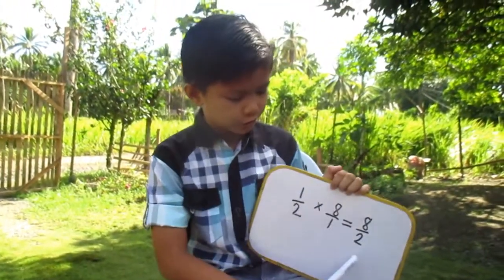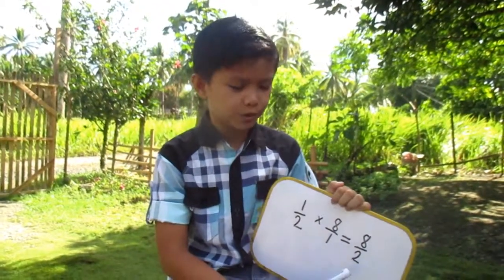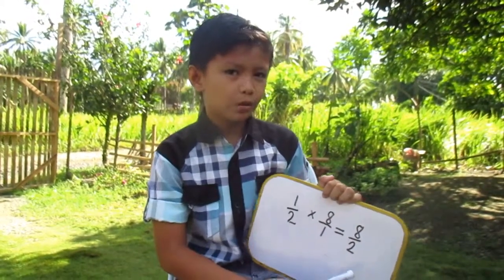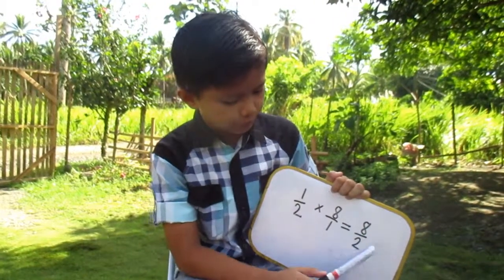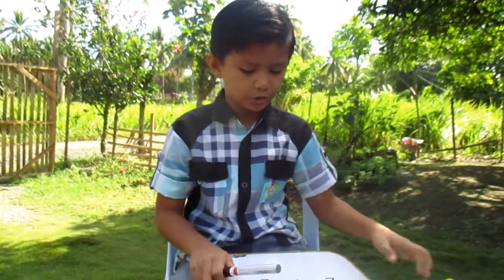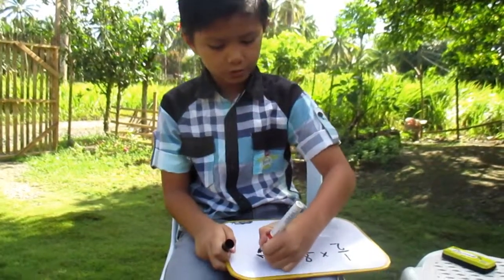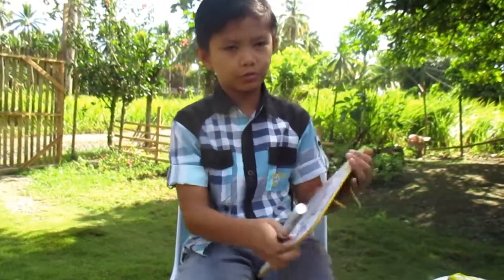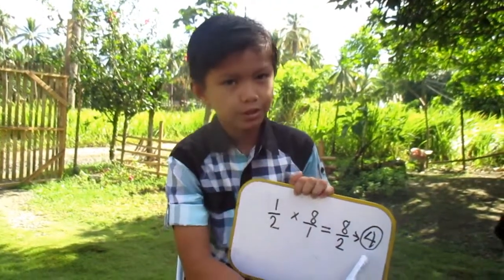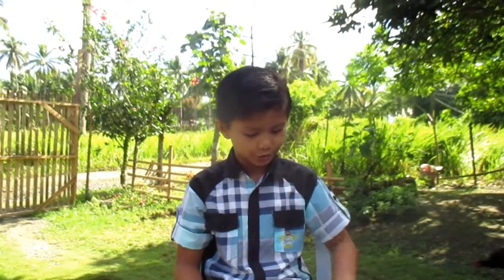This is the answer. But if you want to make it into a whole number, we just need to divide 8 divided by 2. So 8 divided by 2 equals 4. So 4 is the answer. Did you get it? Now let's proceed to the next situation.